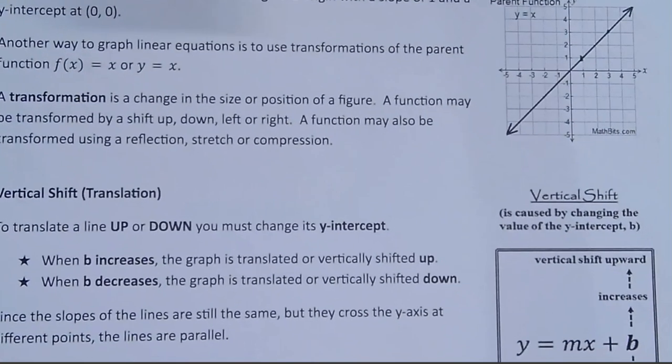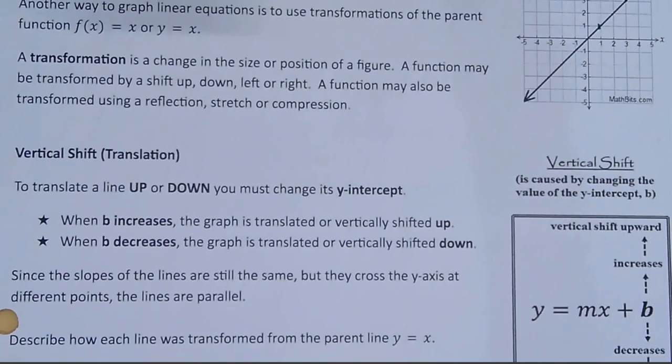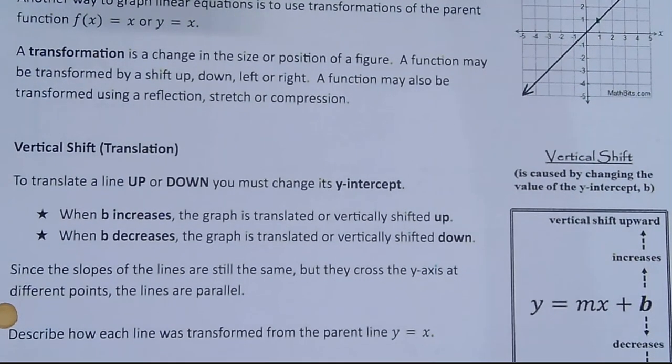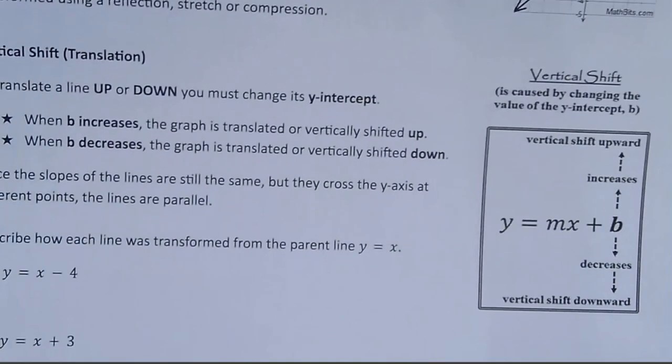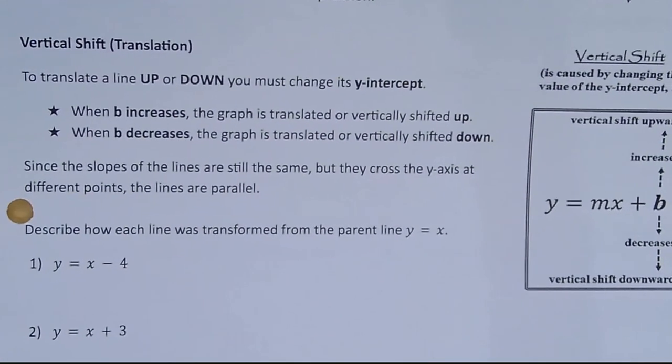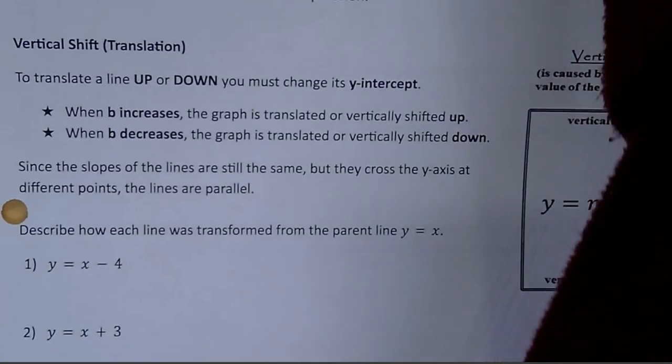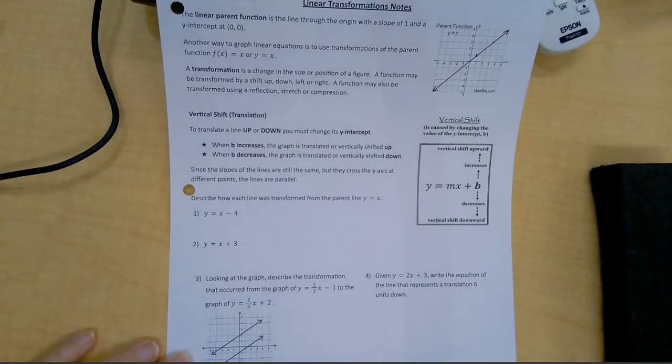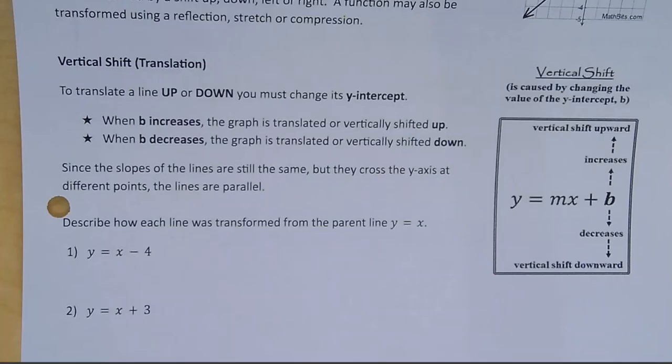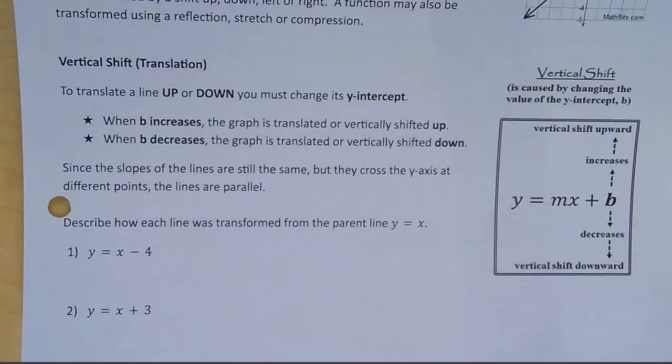So first we're going to talk about vertical shifts. And so realize that when your b value gets bigger from one line to another, when your b value increases, it means your whole line is shifting up. And if your b value decreases, your whole line is shifting down.